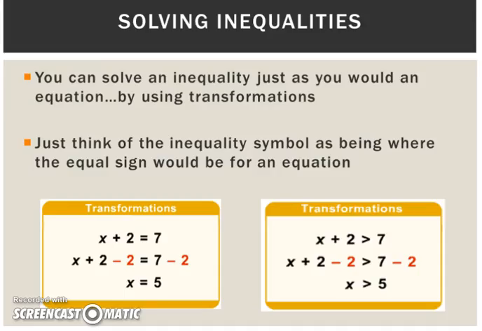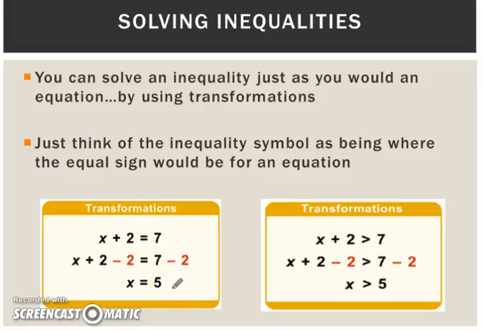For solving inequalities, you would solve an inequality the exact same way you would an equation. You're going to use transformations, so adding or subtracting terms to isolate that variable. So just think of the inequality symbol as being where an equal sign would be. So as an equation, x plus 2 equals 7, you'd use inverse operation. So instead of adding 2, you would subtract 2 on each side to keep it balanced. And 2 minus 2 cancels off. You're left with x. 7 minus 2, you have 5.